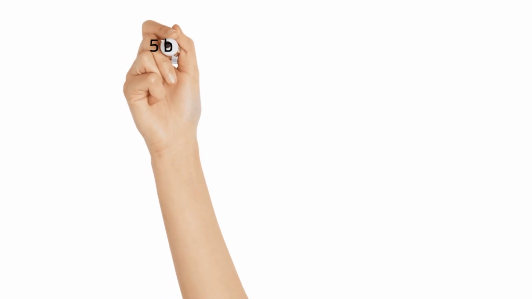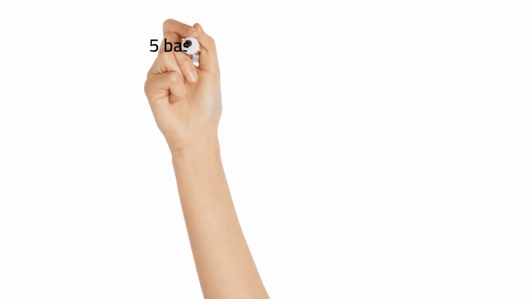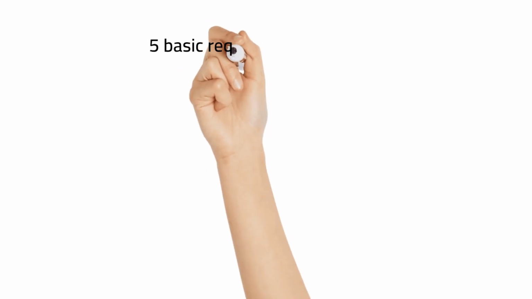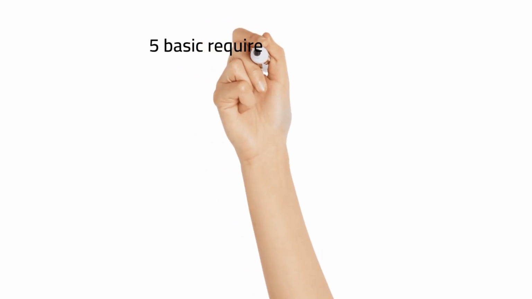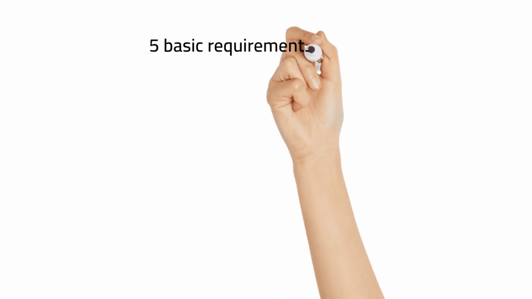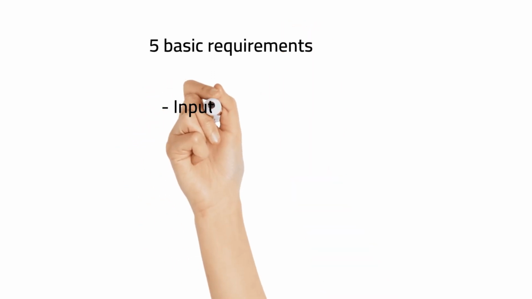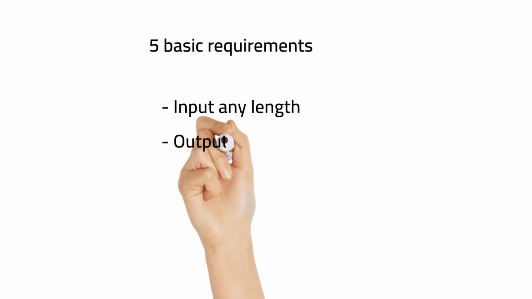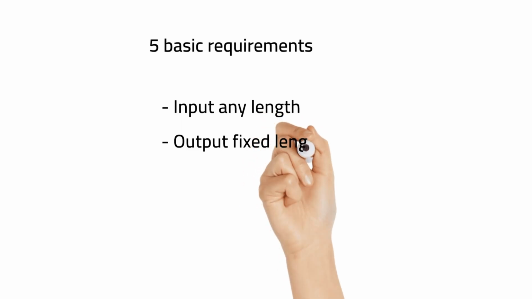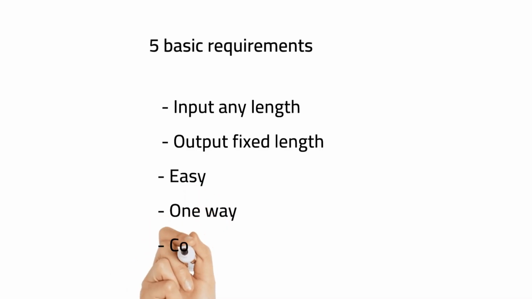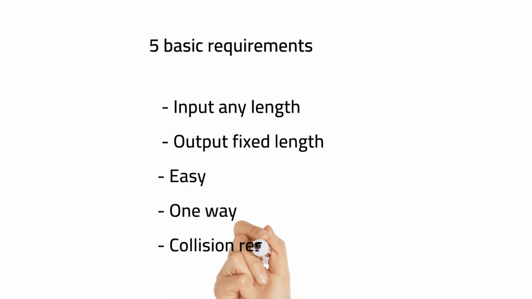Let's see the basic requirements of a hash function. Input can be of any length, but the output should be fixed length. This function is relatively easy to compute for any input. The hash function is a one-way function. What does it mean? It is extremely hard to determine the input when provided with the output. The last one is that a hash function is collision resistant. It means it is extremely hard to find two messages that produce the same hash value.